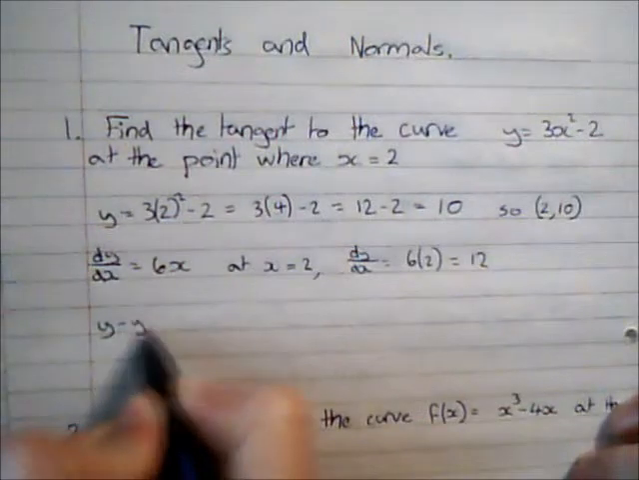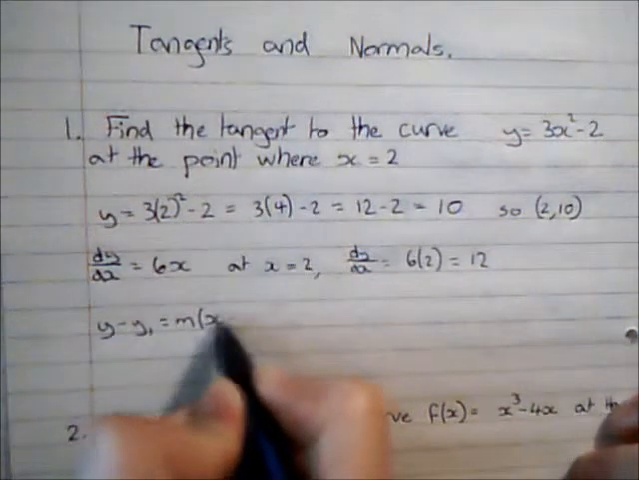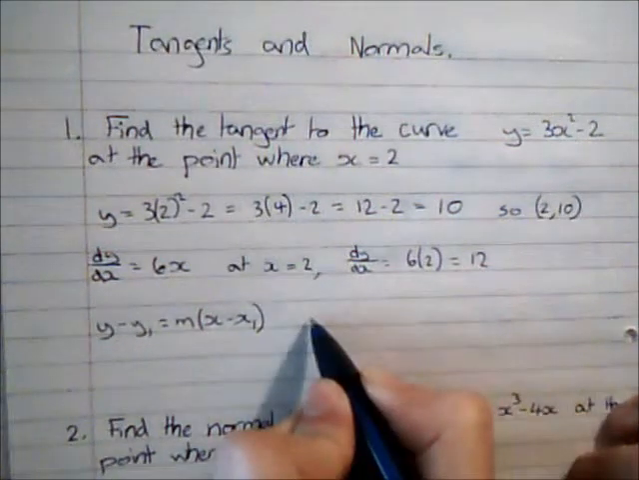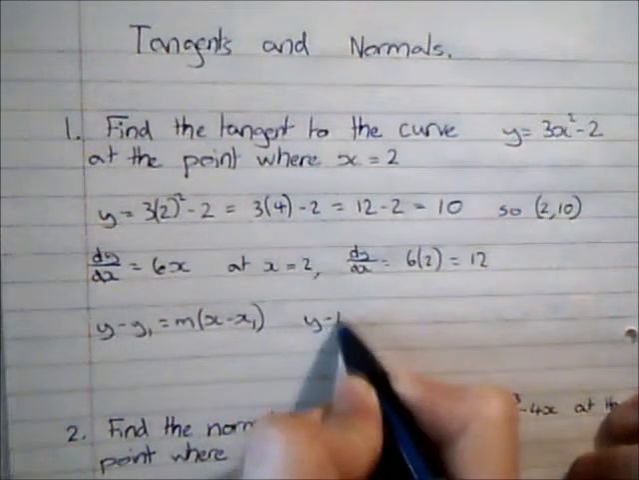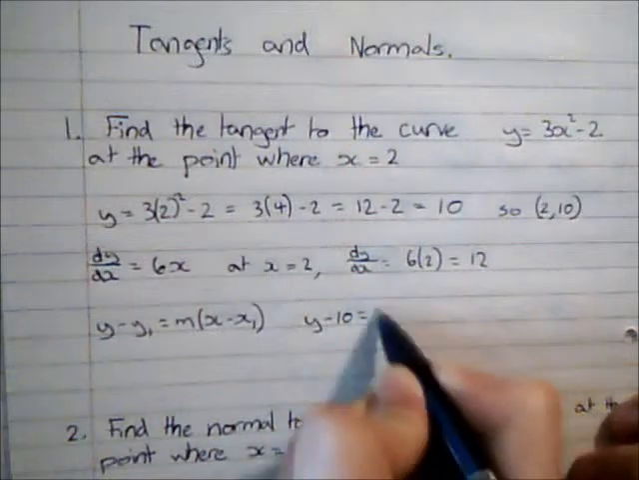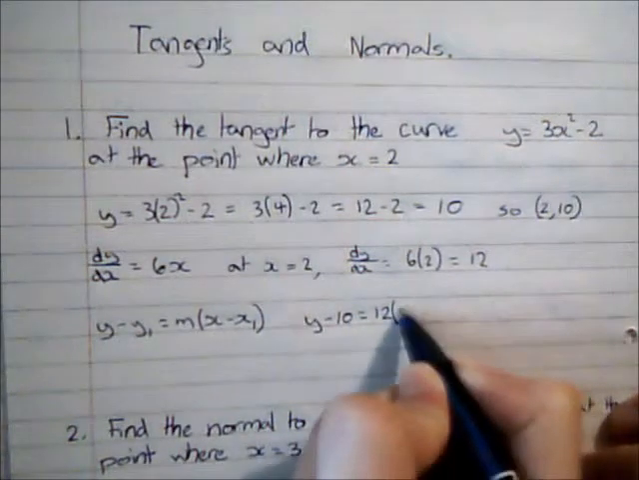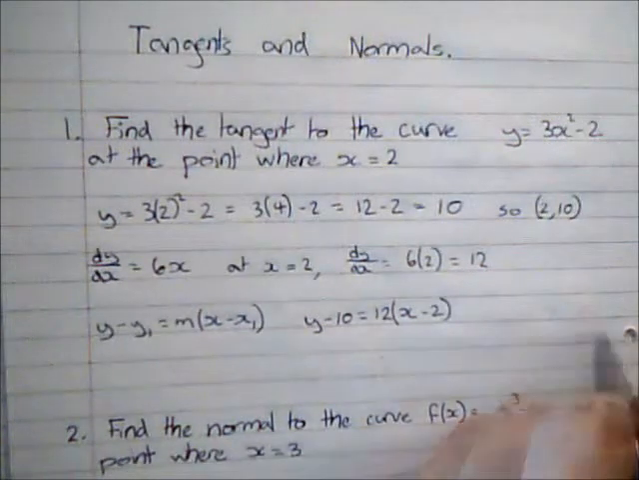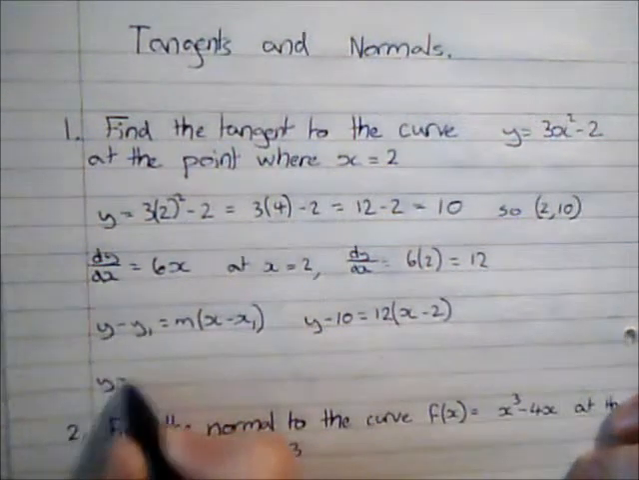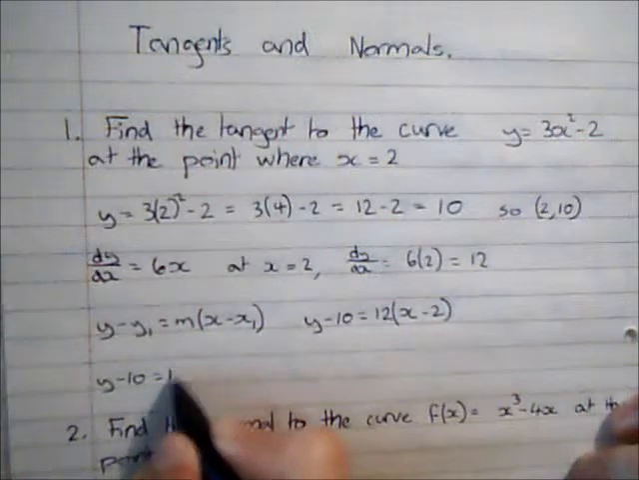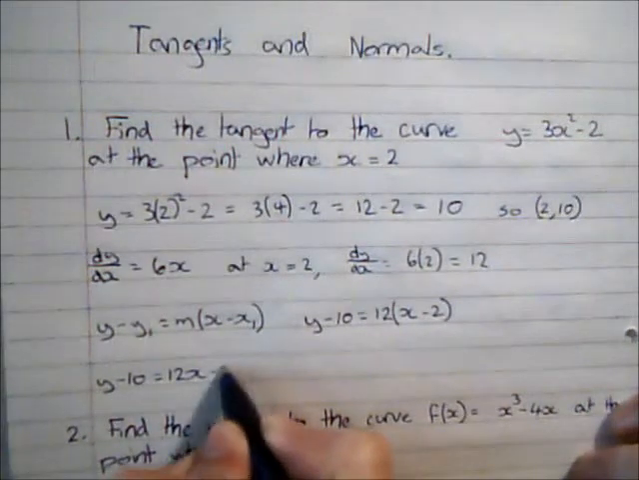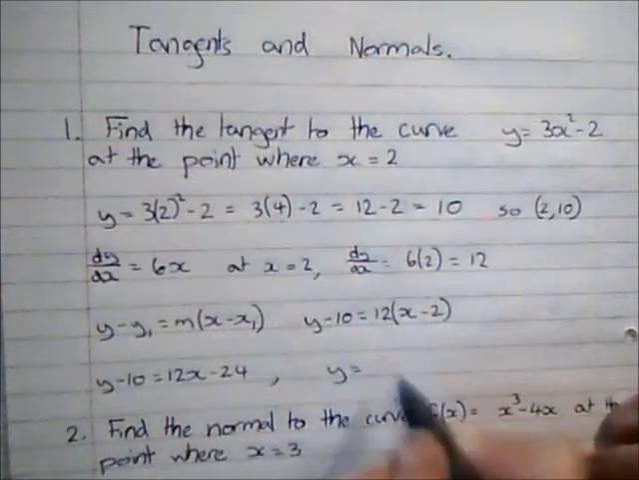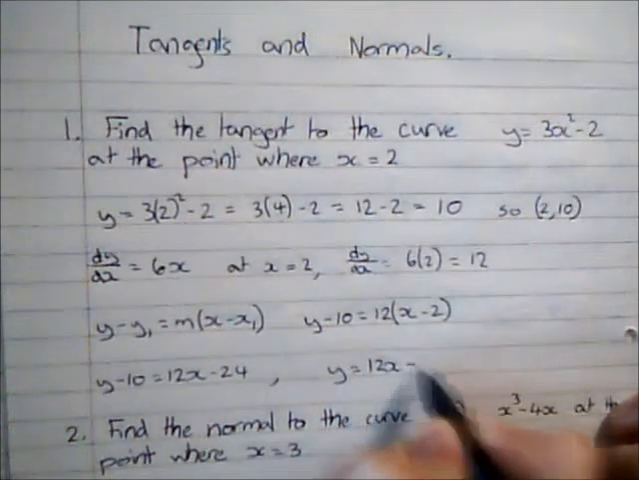So now I can use the formula for the straight line, and I can say that y minus y1 is equal to m lots of x minus x1. So y subtract 10 is 12x subtract 24. So y is equal to 12x subtract 14.